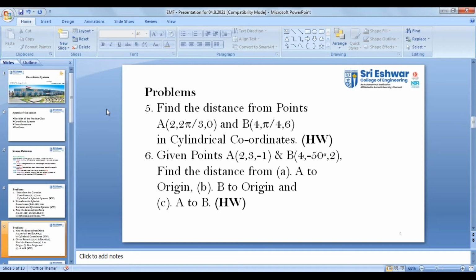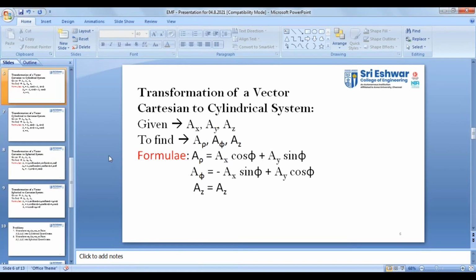Can we do all of these easily? Any doubts? No doubt, sir. No doubts. Okay. Shall I move to the next slide? Yes, sir. Okay. Now we will move on to transformation of a vector.